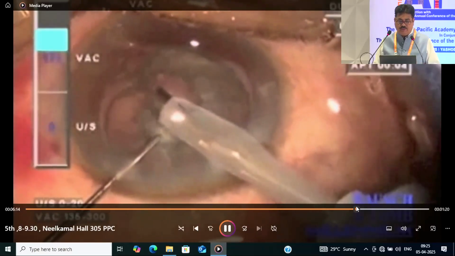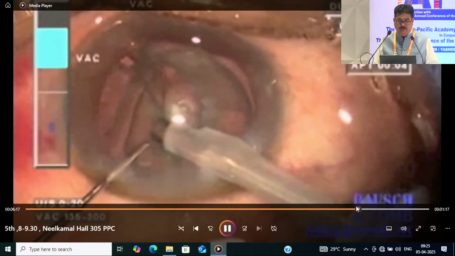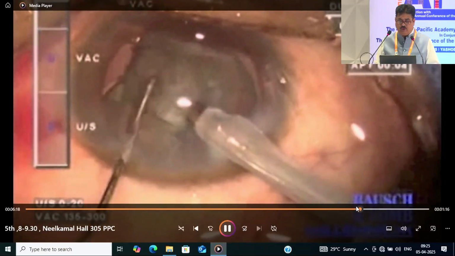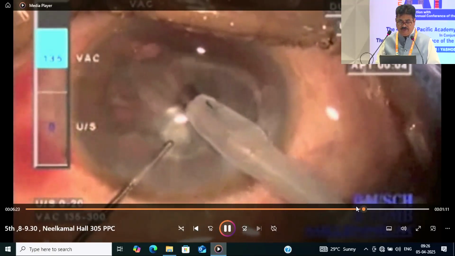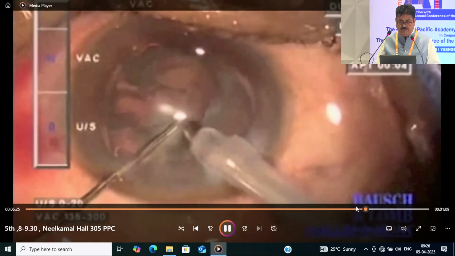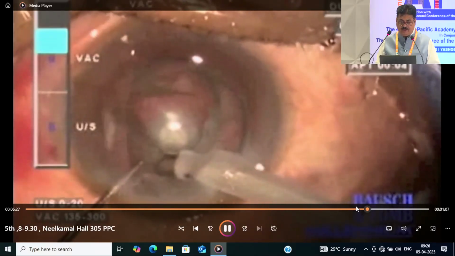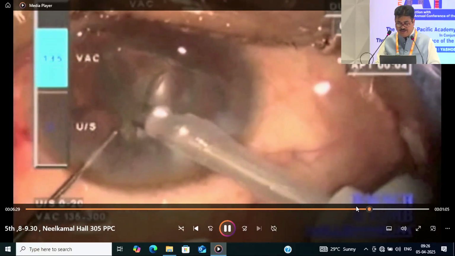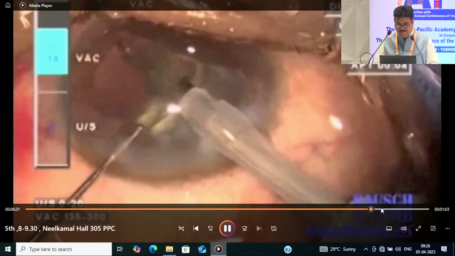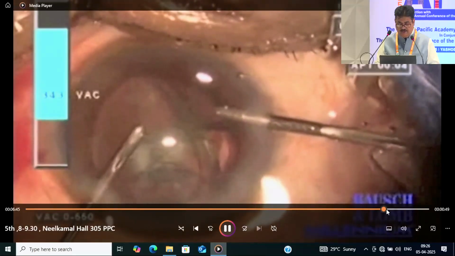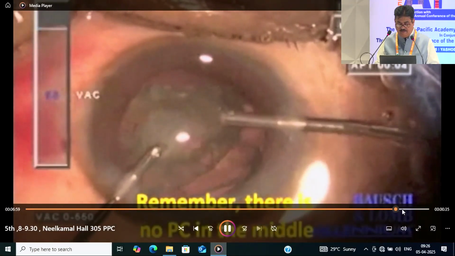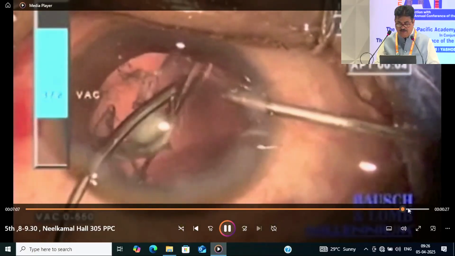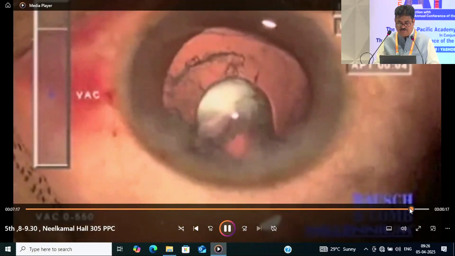The epinuclear shell is removed last because it protects the defect. Where the defect is, the epinuclear shell is there, so you remove it last, gently pulling it from behind the anterior capsule into the center and then removing it. I'm just moving fast forward.